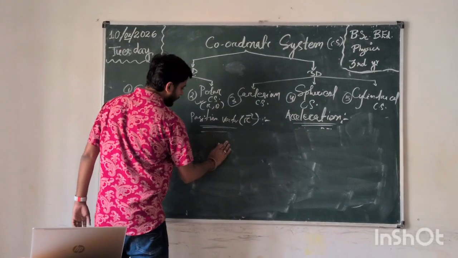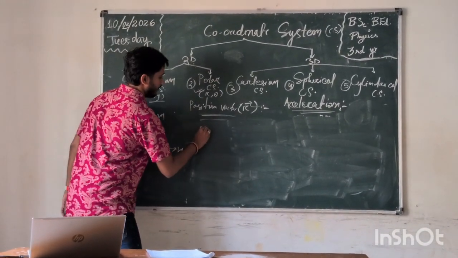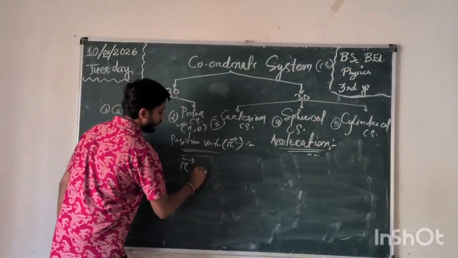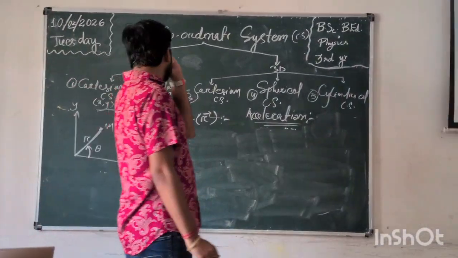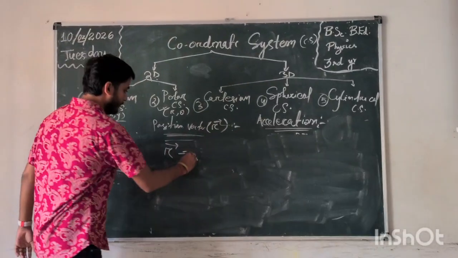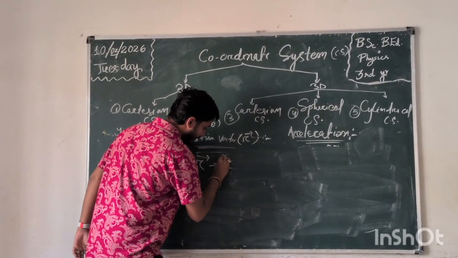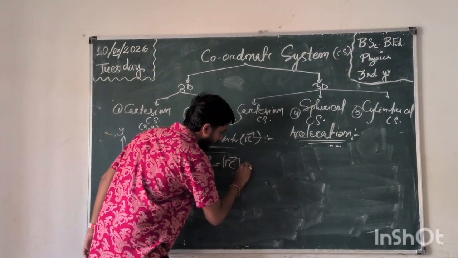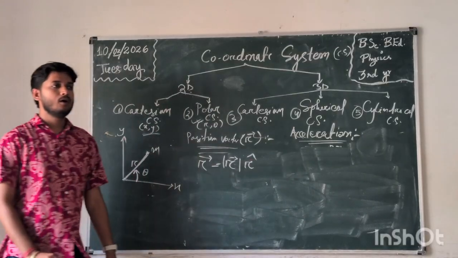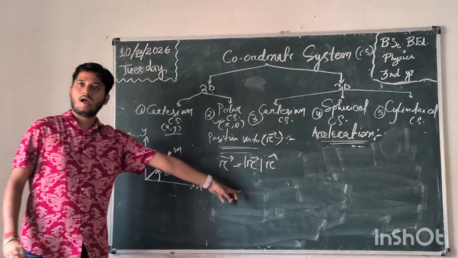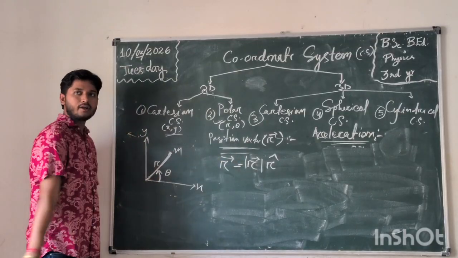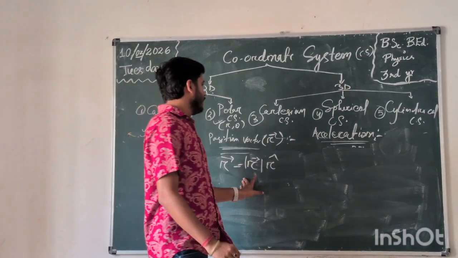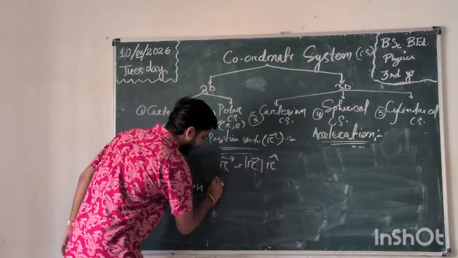So as you know, for the position vector r, we already studied in vectors in class 2. We know the r vector is the magnitude r into r cap. Already we know this expression in a vector. So this is our position vector in polar coordinates. Okay, so what will be our velocity?